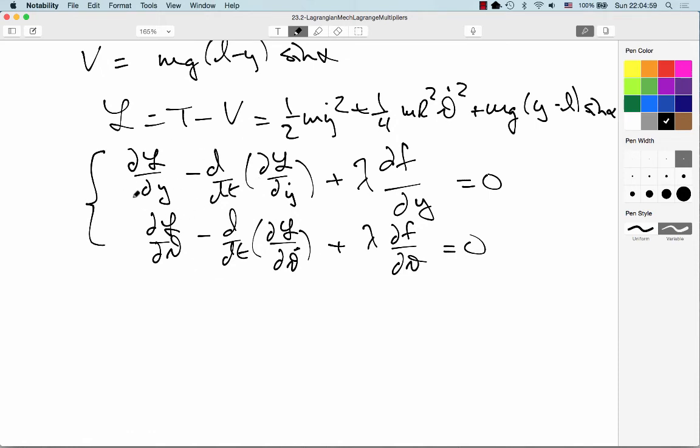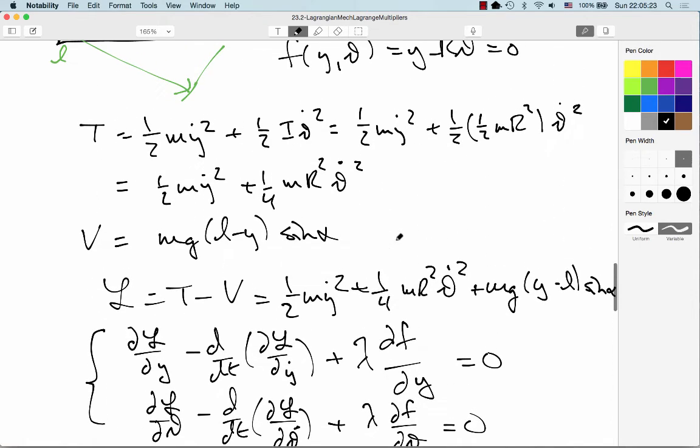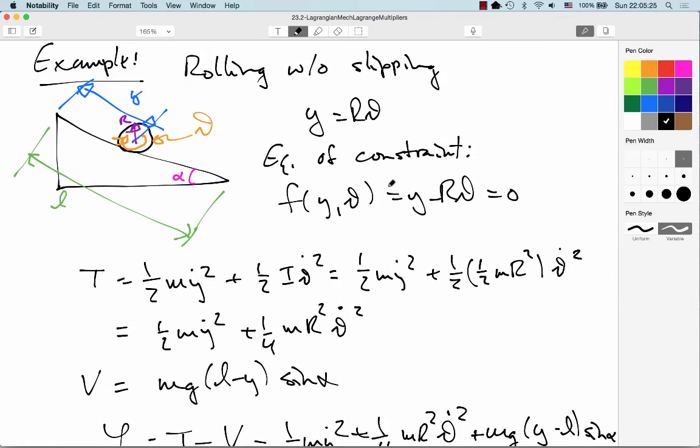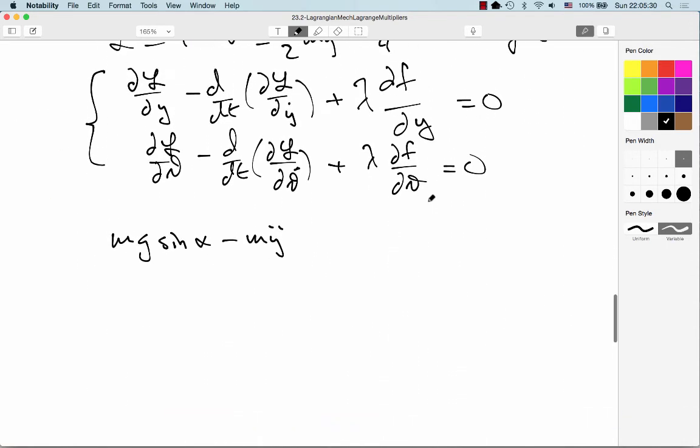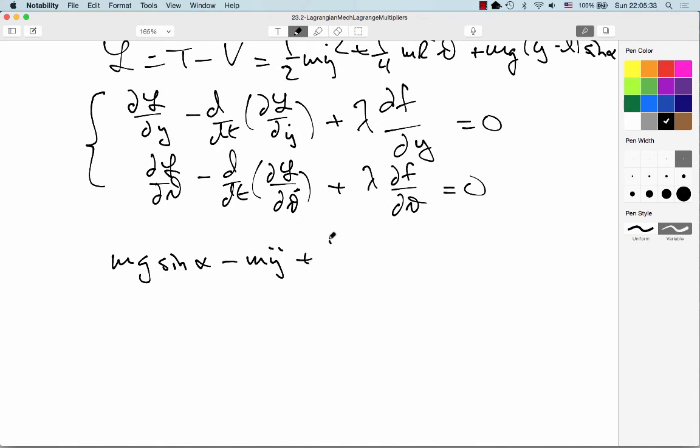All right, well, let's go ahead and plug in. So this first one, partial L partial y. Okay, so I pick up an mg sine alpha from that. All right, partial L partial y dot. Okay, I just got this guy, so I get m y dot. Differentiate that, that becomes y double dot, so minus m y double dot. And here, if I go back and look at my equation of constraint, that's y minus r theta, so partial f partial y is just 1. So we'll just have plus lambda equals 0.